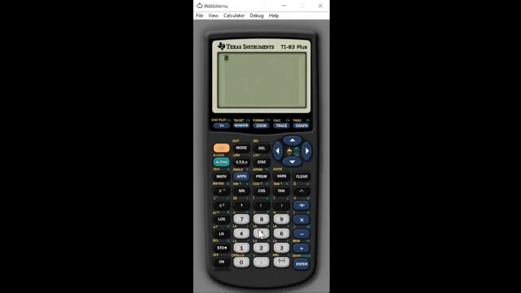Okay, so let me turn it on. I'm going to clear all this business out. I'm going to hit the second button right there, so second, and then I'm going to hit the vars button right here, vars. And I'm going to go to this one here. It's called normalcdf. Okay? And it's going to open up parentheses for me. The first number we said was going to be our lower limit. And because I don't have a lower limit, I'm going all the way to the left.